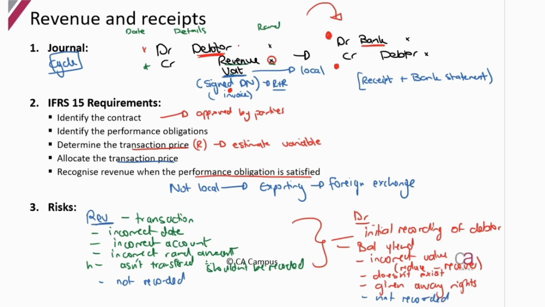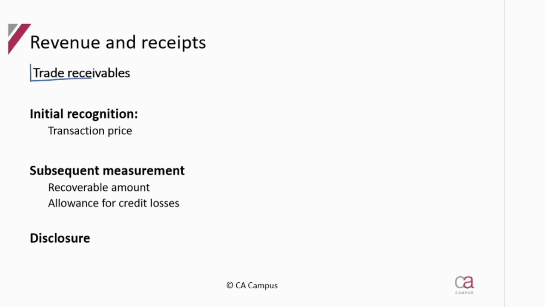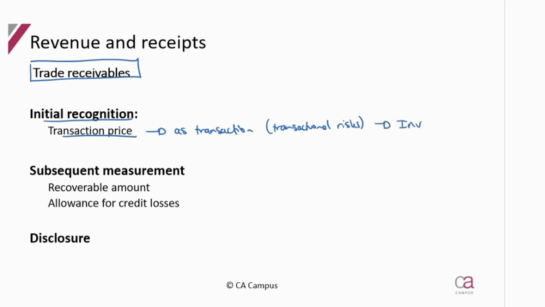So let's have a look at the account balance side of things when we're looking at the trade receivables. So we've said the initial recognition, it's recorded at the transaction price and it's initially recognized as a transaction and therefore has all those transactional risks with regards to that initial recognition. And the document that helps us here is the invoice and that signed delivery notes, to show that risks and rewards have transferred, you can record the debtor and the revenue transaction.